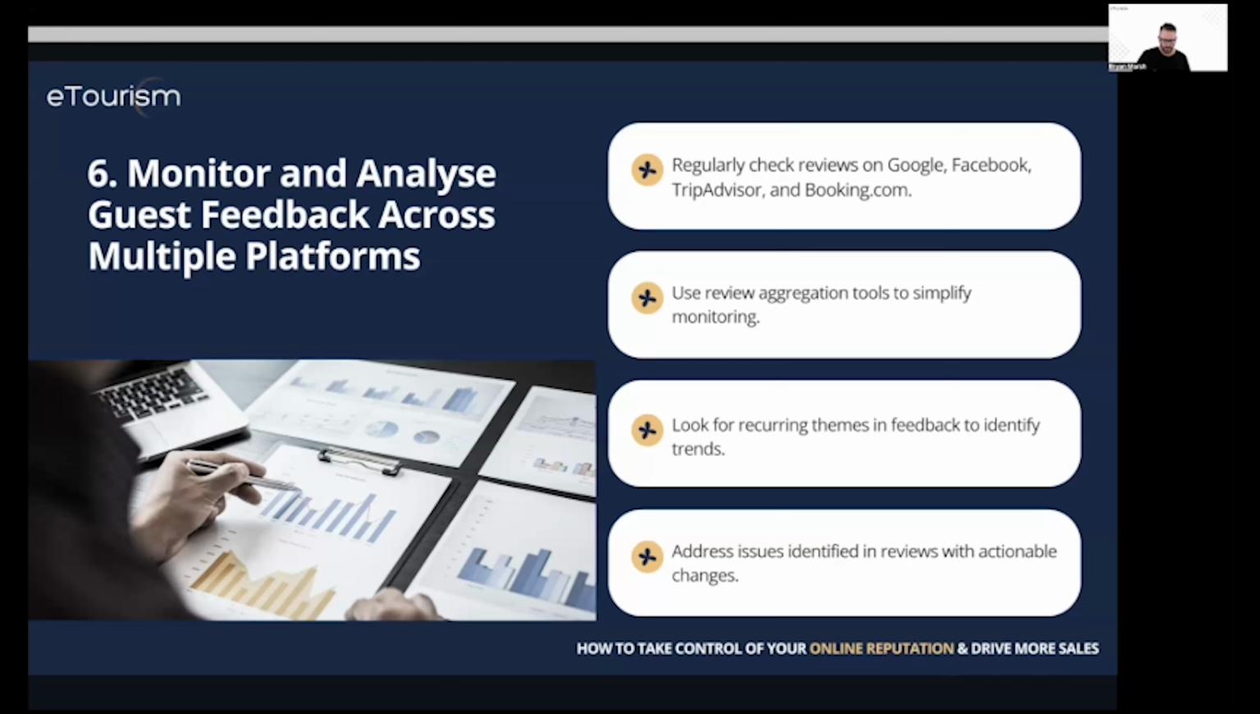Now not only are we dealing with OTAs and Google, but we have social media platforms where people are also leaving reviews. Monitoring all those reviews across different platforms is time consuming, and I completely understand that. But imagine if you're not responding to reviews on Facebook or on Google, and you saw the statistic a second ago of how many people check out those reviews, and the percentage of people that won't book with you, which turns into money if you're not responding. Address issues identified in reviews with actionable changes.